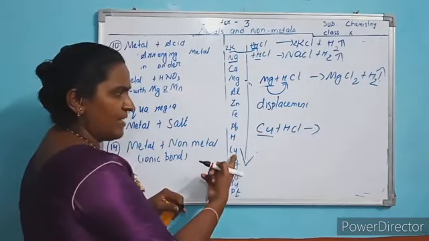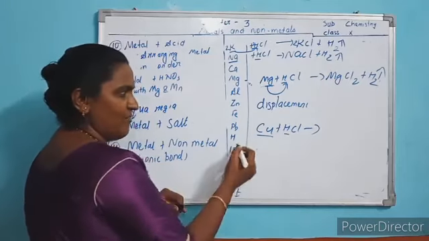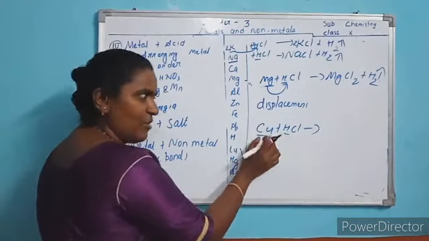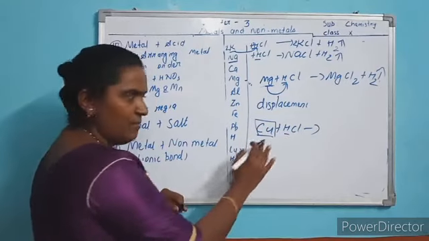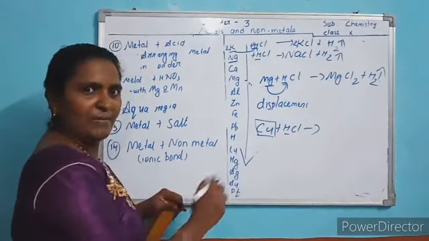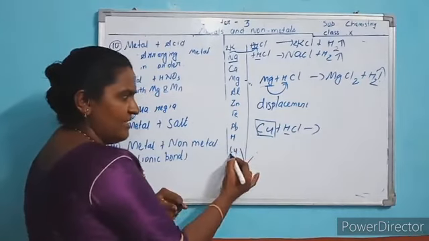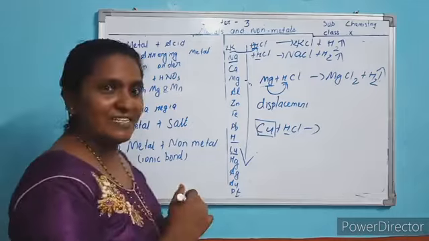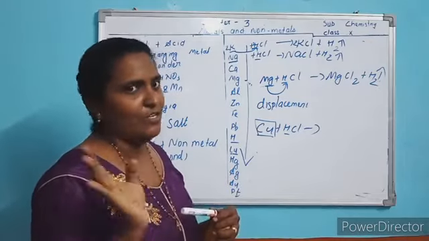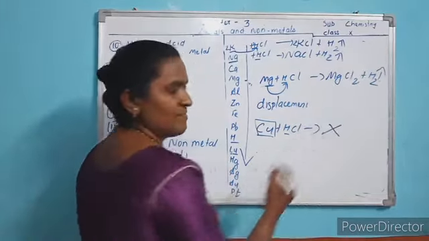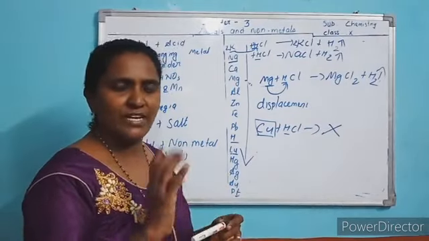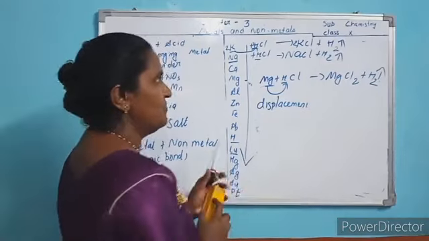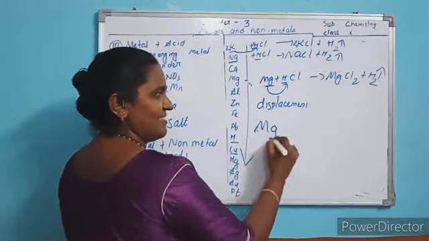Look at the metal. Copper is here, hydrogen is above. You only see the metal. The metal is lower than hydrogen, which means it is less reactive than hydrogen. This copper is weaker than hydrogen. So no reaction occurs. Okay, no reaction occurs. Now the question is, they will give you metals like this.